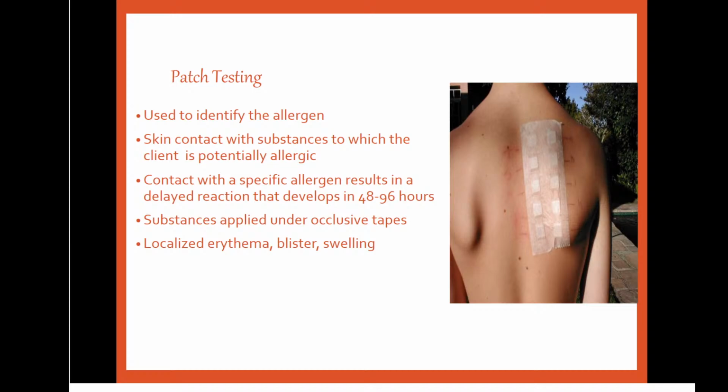And how can we find out the positive allergen? Patch testing is used to identify it. Skin doctors apply substances to which the patient is potentially allergic. Contact with the specific allergen results in a late reaction that develops at 48 to 96 hours. That's why we don't read it in 15-20 minutes like in the type 1 reaction; we use this patch to estimate it in a couple of days.